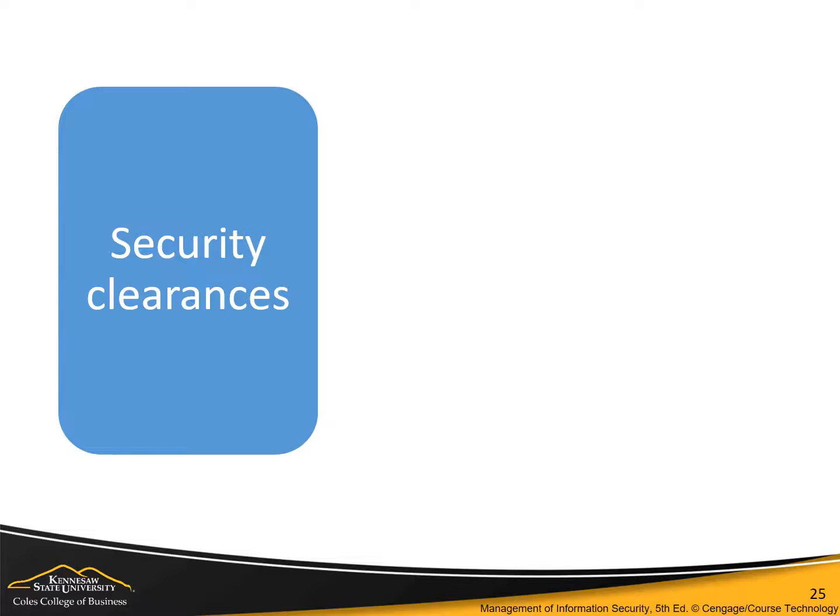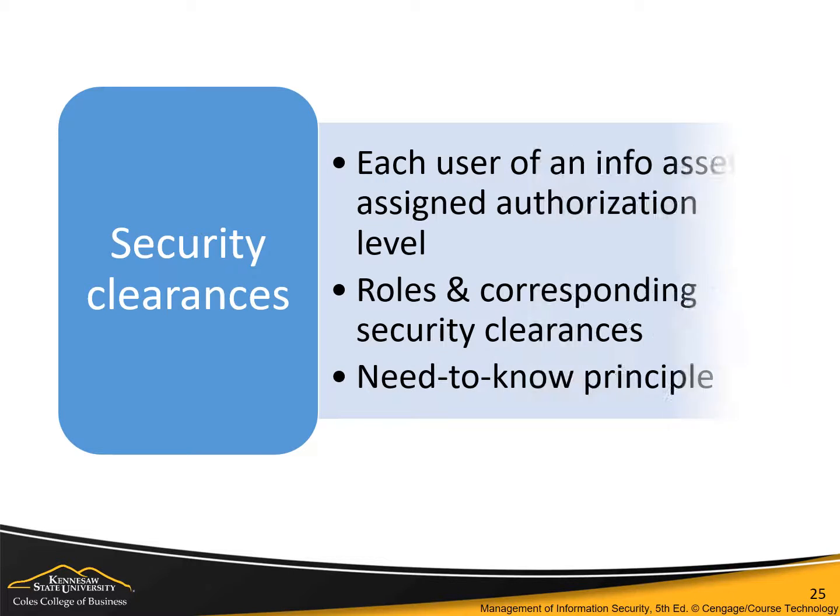In a security clearance structure, each user of an information asset is assigned an authorization level that indicates the highest level of information classification they may access based on their needs. Most organizations have developed roles and corresponding security clearances, so individuals are already assigned into groups that correlate with the classifications of the information assets they need for their work. In the need-to-know principle, regardless of one's security clearance, an individual is not allowed to view data simply because it falls within that individual's level of clearance. They have to have a need for the data as well.